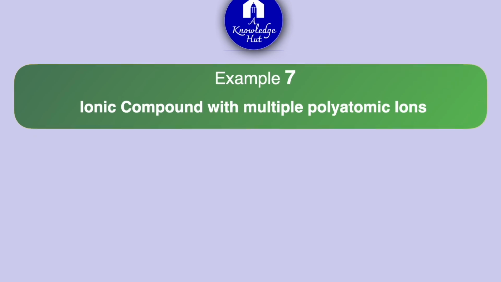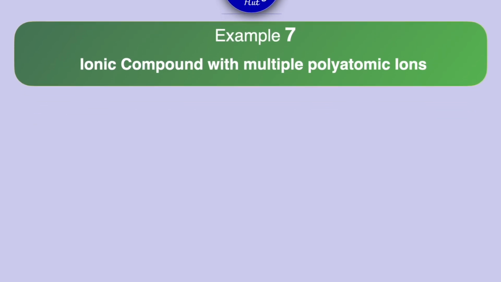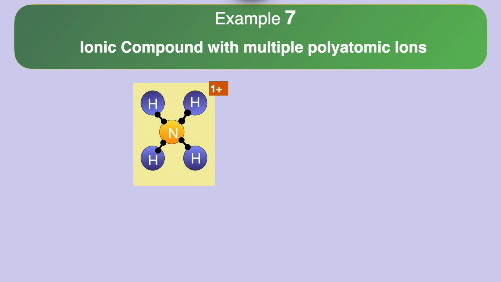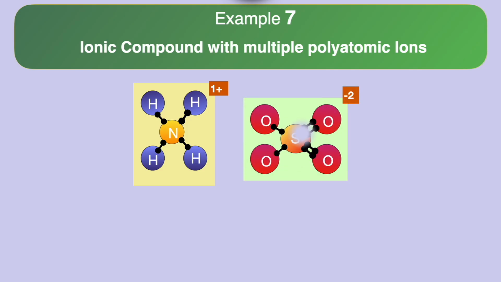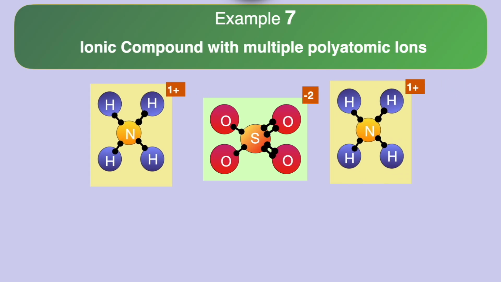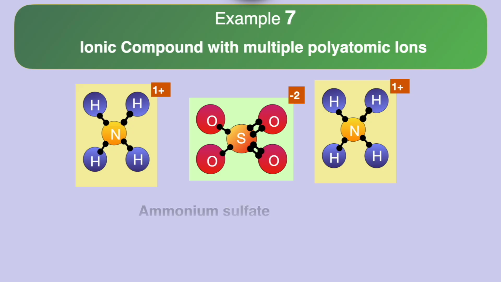Example 7. Let's see another compound formed by the union of two polyatomic ions. Here the first polyatomic ion is an ammonium cation with a +1 charge. Sulfate anion is the other polyatomic ion with a -2 charge. For a neutral overall charge, two ammonium cations are needed to unite with a single sulfate anion. Thus the compound formed is ammonium sulfate with the chemical formula (NH4)2SO4.